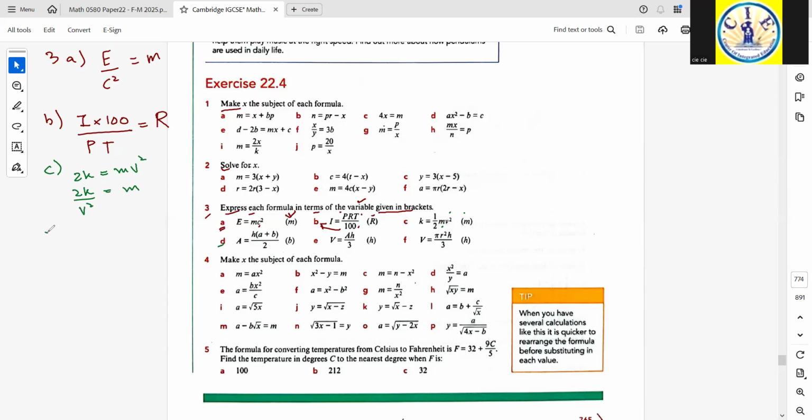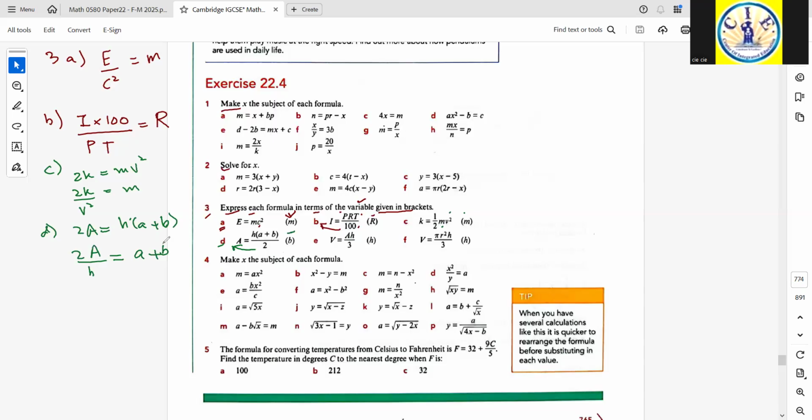Now in part D, we need to make B the subject. So first of all, shifting this 2 to the other side, 2A is equal to H times A plus B. Now, with this A plus B, when I need to make B the subject, I see that first of all, H is being multiplied with that bracket. So first of all, I need to get rid of this H. So when it is shifted to the other side, it will get divided.